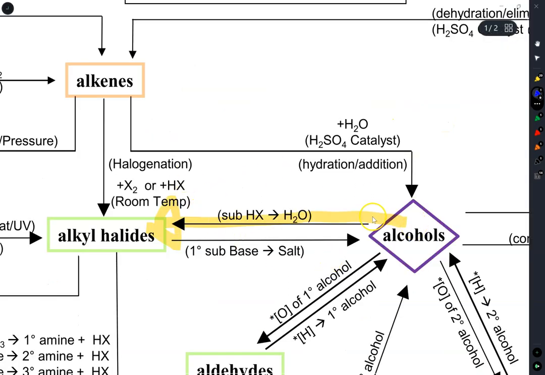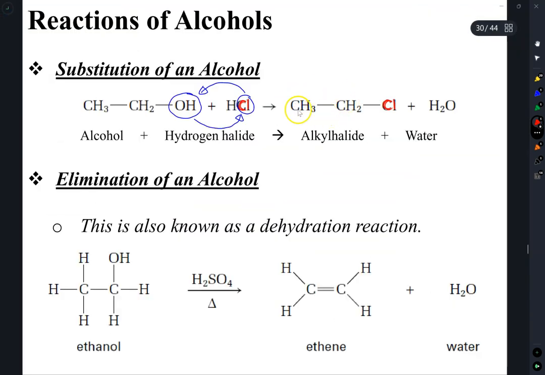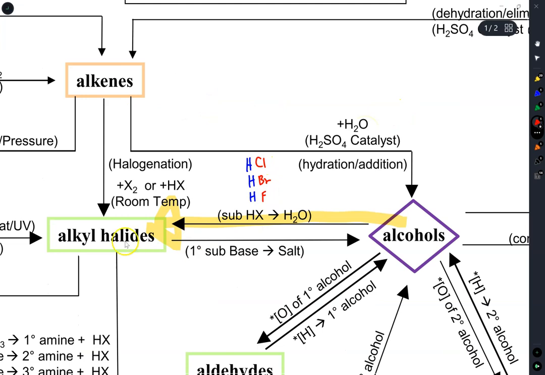So on our flowchart, I've summarized it by saying it's a substitution reaction using a hydrogen halide, like HCl, HBr, or HF, depending on what halogen you want attached to your hydrocarbon. So in this case Cl, but we could easily replace it with a fluorine, or a bromine, or an iodine, whatever. And in addition to the alkyl halide that is produced, a water molecule byproduct is also created.